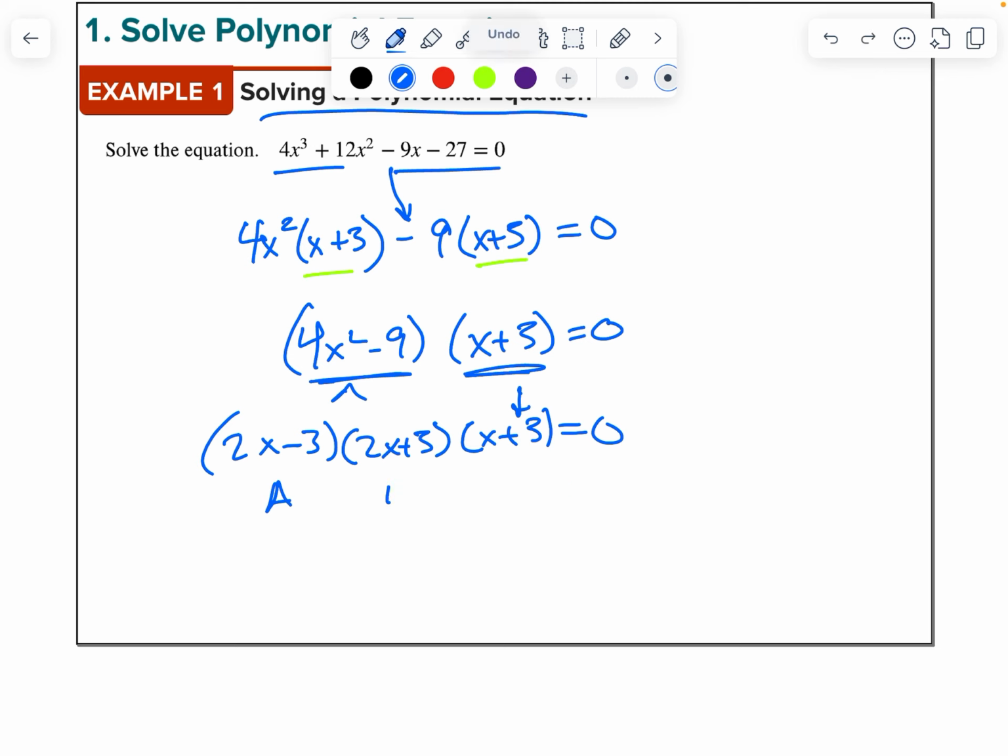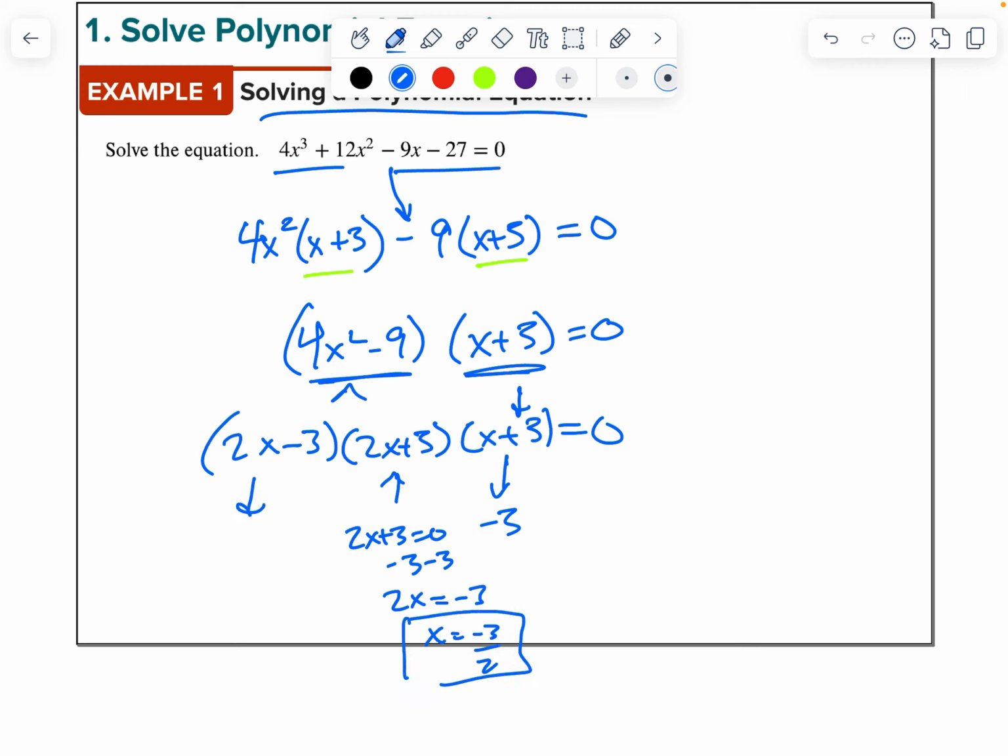So can we find out what would make any of these 0? This one right here is an easy one. Negative 3 plus 3 would be 0, right? Here, if you set that equal to 0, we don't have to do this every time, but 2x plus 3 equals 0. Subtract the 3. 2x equals negative 3. x equals negative 3 over 2 when you divide by the 2. If you did the same exact thing here, you would get positive 3 over 2.